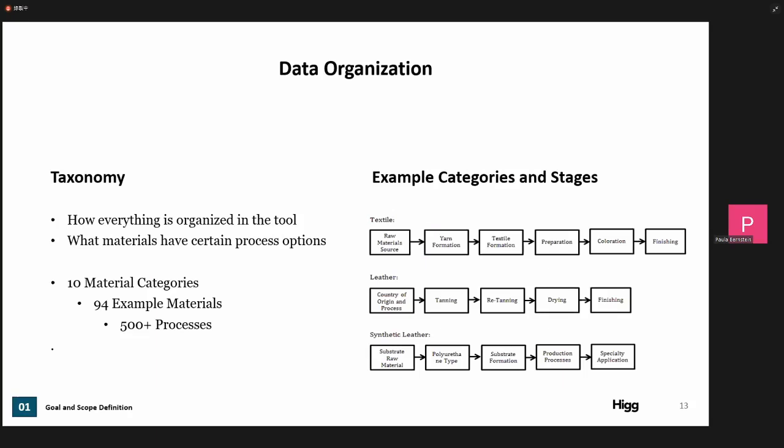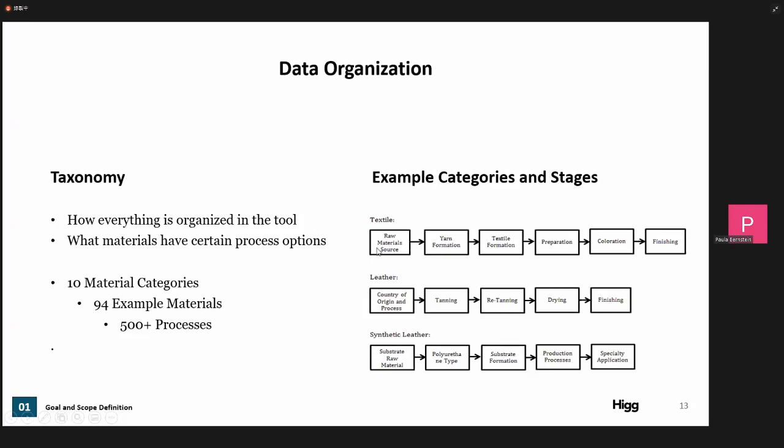Another important piece for us to look at is what stages we have in the MSI tool and how we organize data so that it's all consistent and users can swap processes in and out. What we call the taxonomy is how data is organized. All textiles have these stages here, which are different than the leather stages, different from synthetic leather, plastic, etc. Each category has consistency within its own category.